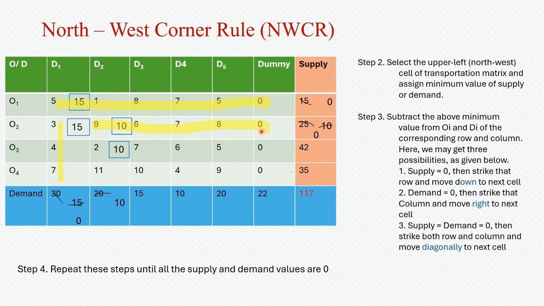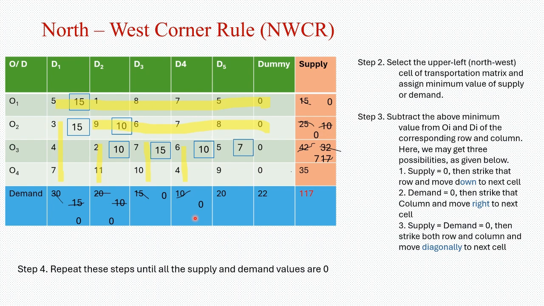Now we move down, here 42, here 10, minimum value is 10. 10 minus 10 is 0 and 42 minus 10 is 32. Demand is 0, so column is cancelled. Now we move to right, here 32 and here 15. Minimum value is 15. 15 minus 15 is 0 and 32 minus 15 is 17. Demand is 0, so column is cancelled. Now we move right, here 17 and here 10, so minimum value is 10. 10 minus 10 is 0 and 17 minus 10 is 7. Demand is 0, so column is cancelled.